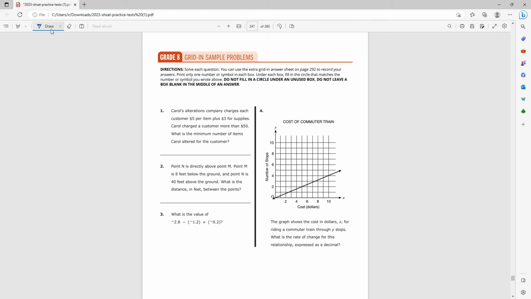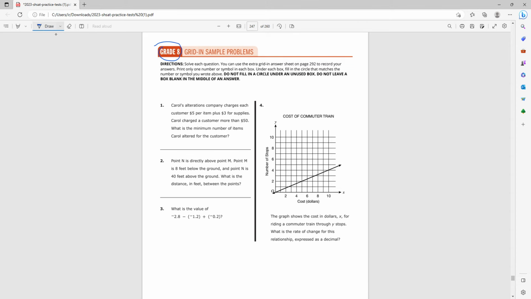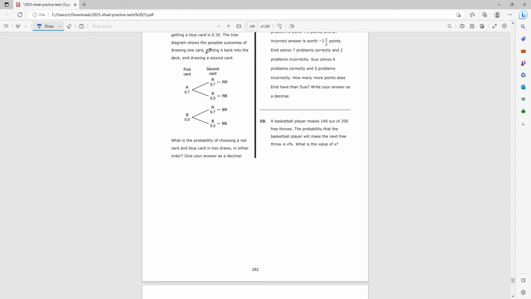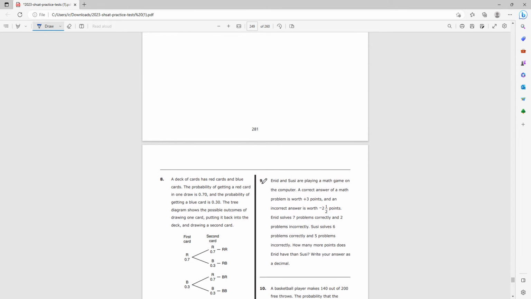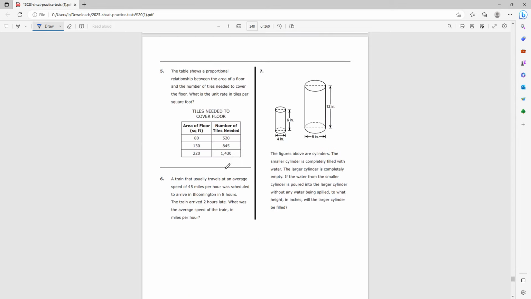Hello everyone, today we're going to be going over the grade 8 grid-in sample problems from the 2023 SHSAT Student Handbook. These are for students in grade 8 who are taking the test. This year they gave us 10 grid-in problems to work with, so we're going to be going over all 10 of them. Just know that on the real SHSAT there's only 5 grid-in problems for the whole math section, right? So that being said, we should get started.